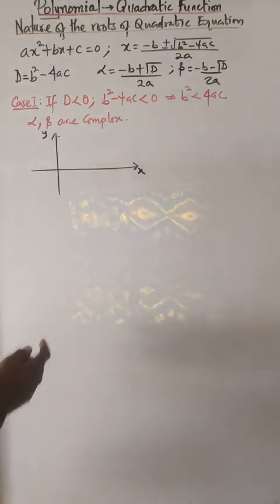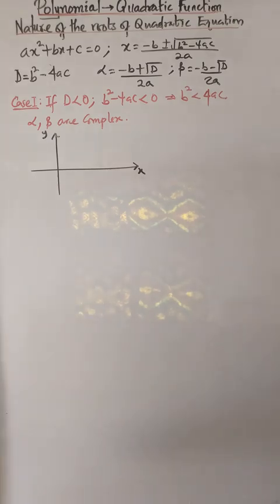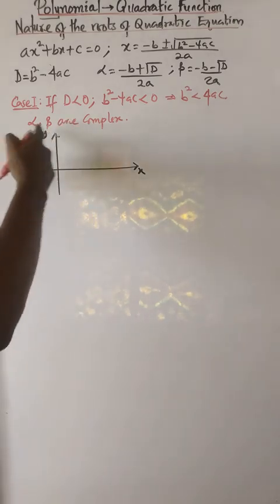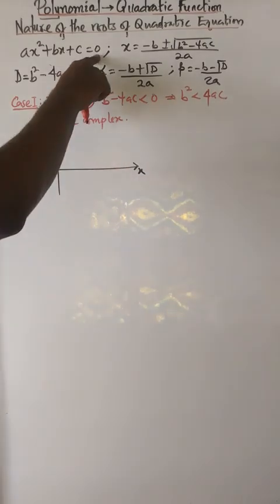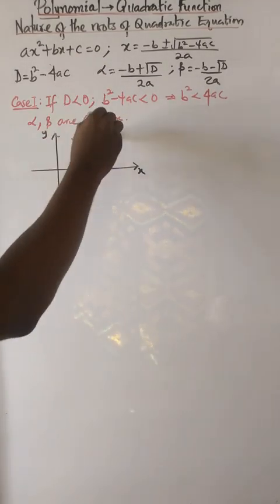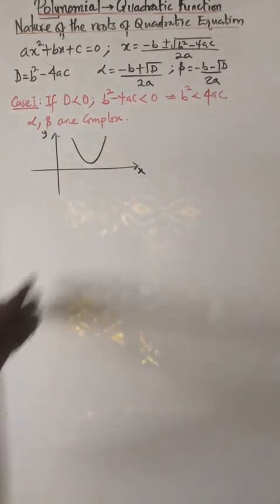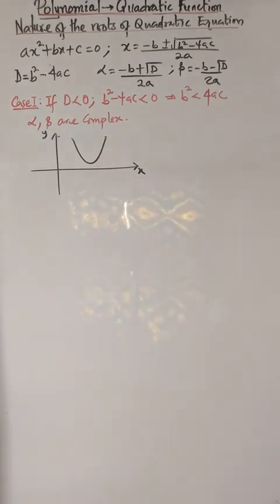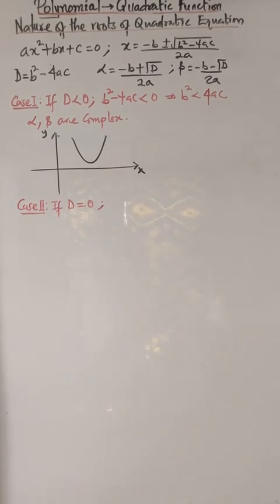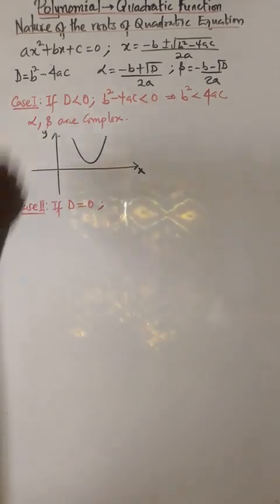So a quadratic graph is either u or n. Let's use u for this case. So for this case, it's not going to touch, because this is where y equals 0. This 0 represents the value of y. So we have something like this, meaning it's not going to cross the x axis at all. It has no real root. It is complex.